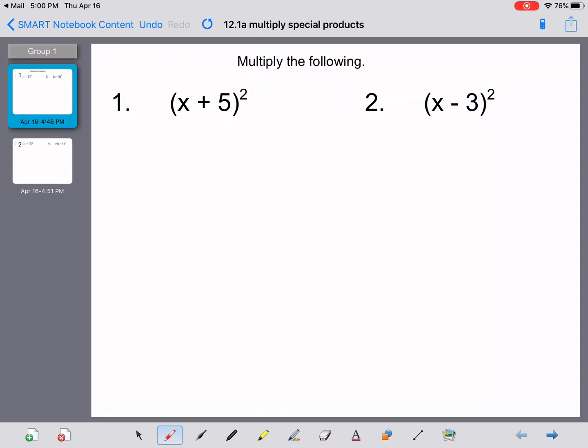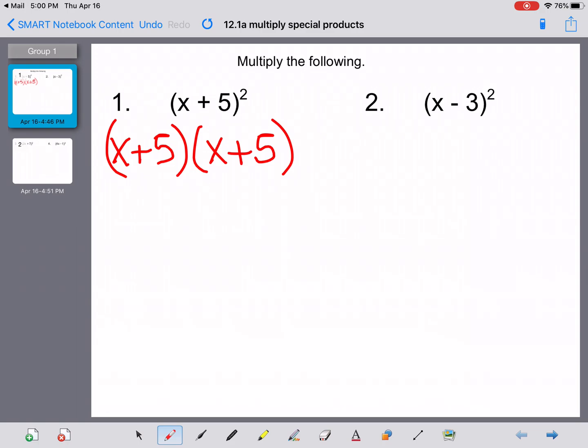And the thing about squared that you have to remember is that it means multiply by itself. So when we look at this first example, x plus 5 squared means x plus 5 times x plus 5. And once we get it to that point, then we know what to do. We're going to use our double distributive property or FOIL, whichever one you prefer, and multiply these together.